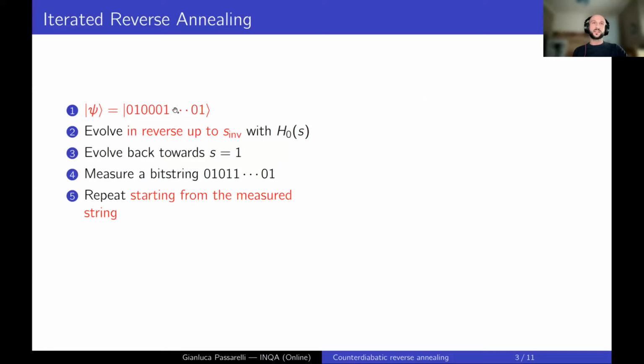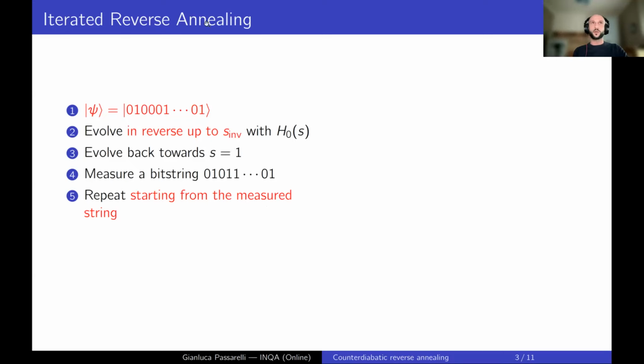You start from a classical bit string that this time is typically an excited eigenstate of the problem Hamiltonian that you want to solve. You evolve in reverse up to the inversion point. You resume your usual evolution towards s equals 1. You measure a different bit string and you check if the energy of this bit string is lower than the energy of the state you started from. If so, you restart your algorithm from this new bit string. Otherwise, you disregard this result and restart your algorithm from the bit string you started from in the first place.